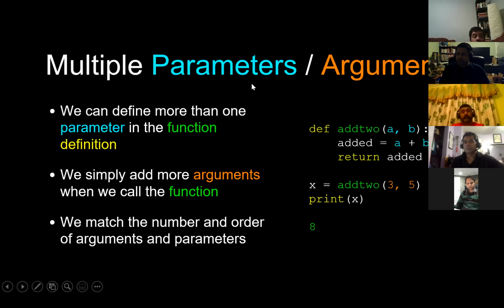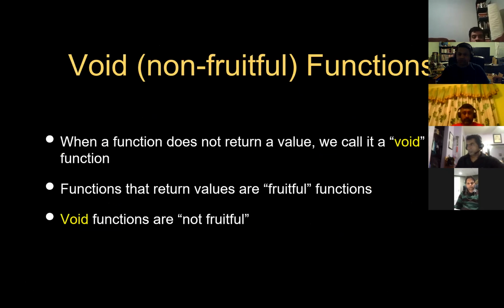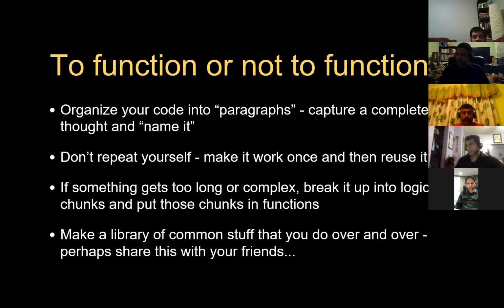You can use multiple parameters or arguments. When you define the function, you can use multiple parameters. You just need to use that. But you can only use one return value, though you can use multiple input parameters. That's it. So a void function or non-fruitful function or null function is a function that doesn't return a value.